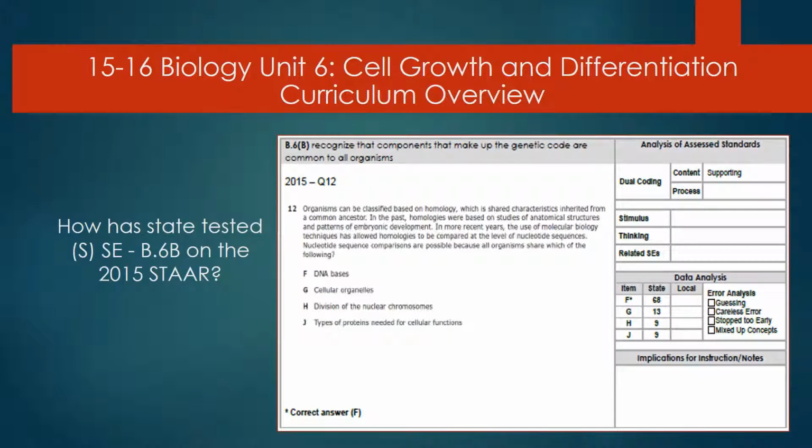Now looking at 6B, recognize that the components that make up the genetic code are common to all organisms, and there are so many different ways that you can incorporate making sure the students understand that the components that make up all organisms is universal. It is universal. They contain all of the same components: a phosphate sugar base, phosphate sugar base, phosphate sugar base, the same four nitrogenous bases, but the difference is the sequences of those bases.